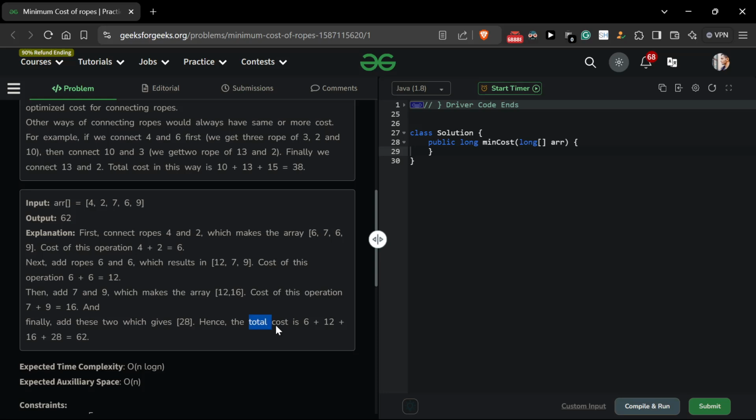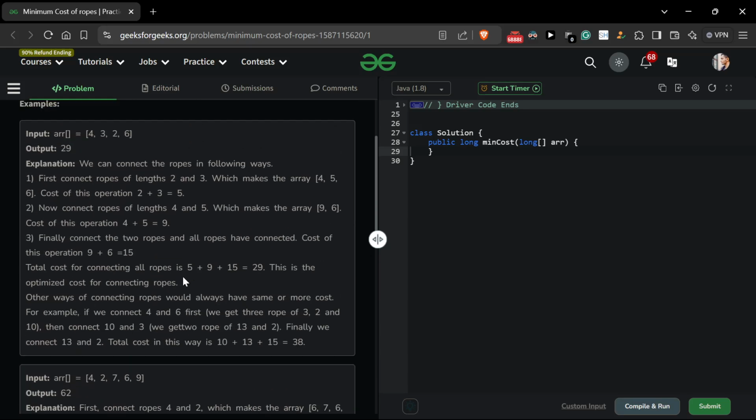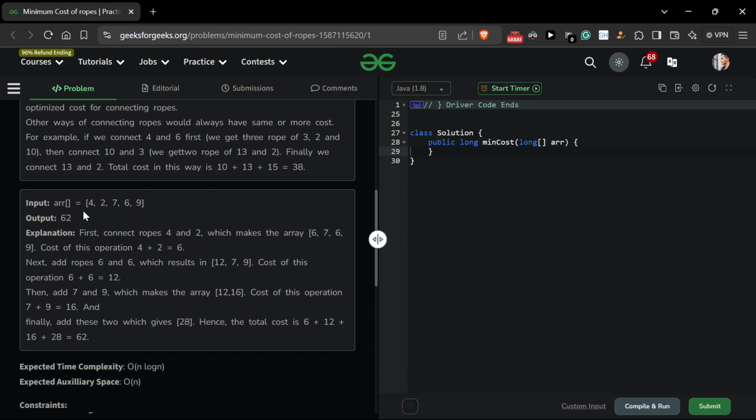So the overall total cost is 6 plus 12 plus 16 plus 28, so it is 62. That's about it. I hope you already figured it out. We need to first find the smallest two length ropes and connect them. We consider the cost and add the total length into the initial length ropes.